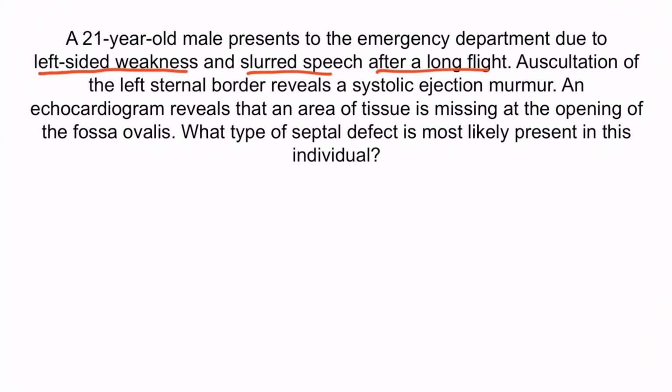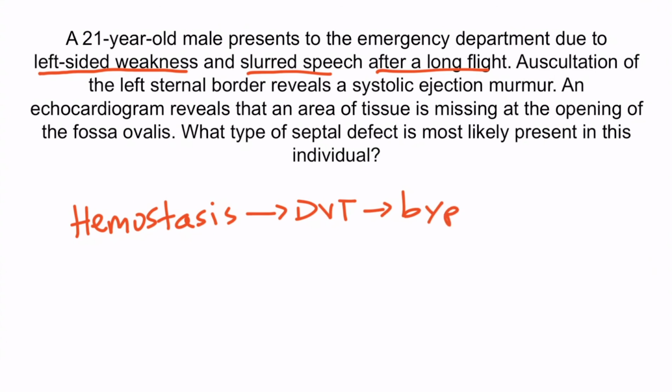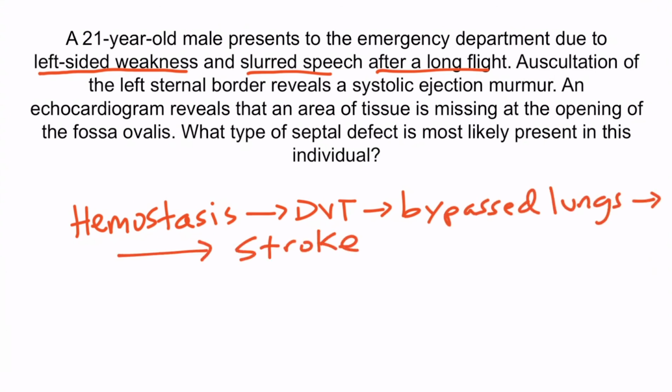But in this individual, it bypassed the lungs through a defect in the interatrial septum and went to the brain, resulting in a stroke. So stasis resulted in a DVT, the clot dislodged and then bypassed the lungs, which then resulted in a stroke. The physical examination of the heart that revealed a systolic ejection murmur along with the echocardiogram confirms that this patient has an interatrial septal defect. We can also be sure that it's not just a patent foramen ovale because the echocardiogram revealed that an area of tissue is missing. Remember, in a PFO, the tissue is present. The interatrial septum just hasn't fully closed after birth.